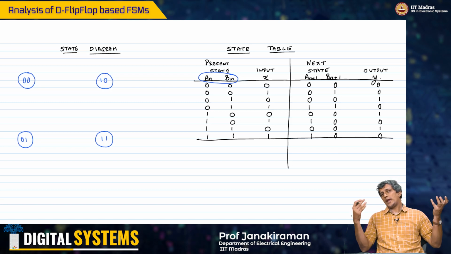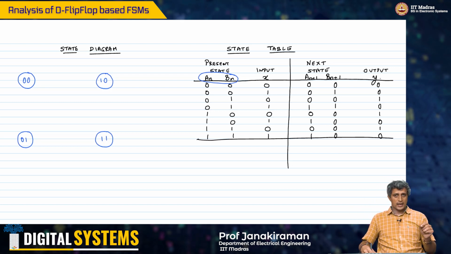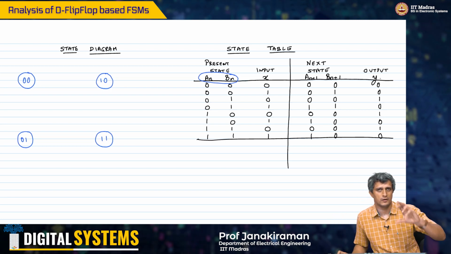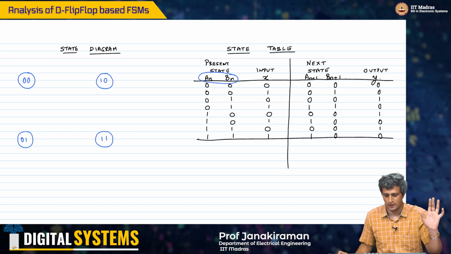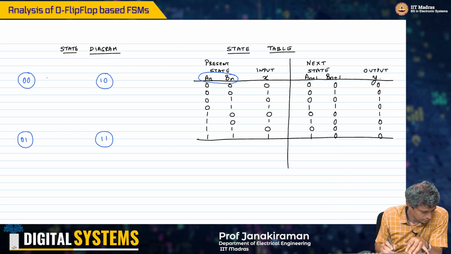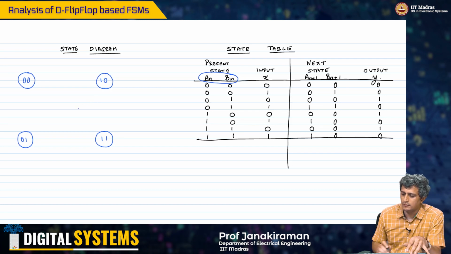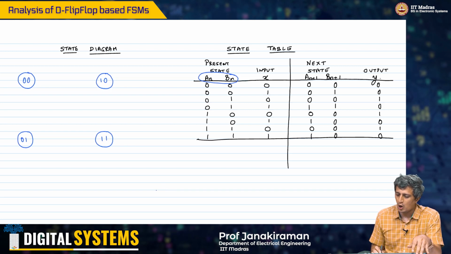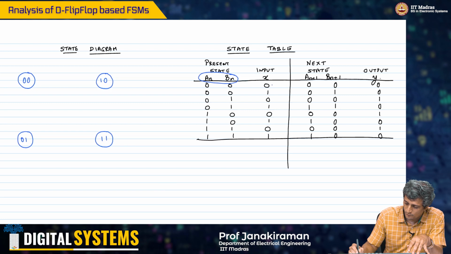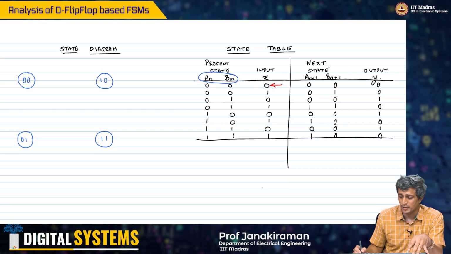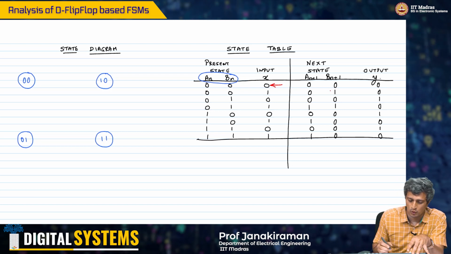Now if instead of An and Bn I had An, Bn and Cn, then I would have had 8 possible states, 2 to the power of the number of D flip-flop outputs that I have. Now from here, if the input happens to be 0, what will be the next state? All you have to do is look at this input here, and say An comma Bn, the present state, is at 0 comma 0. The next state is also 0 and 0.